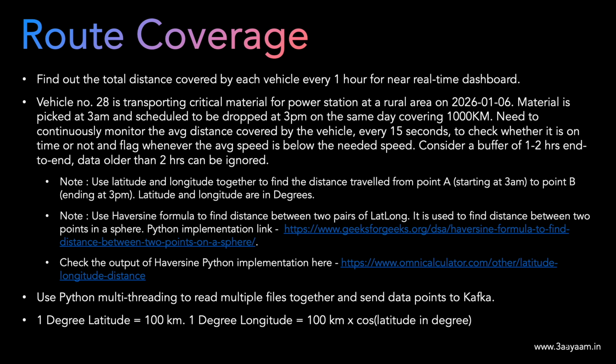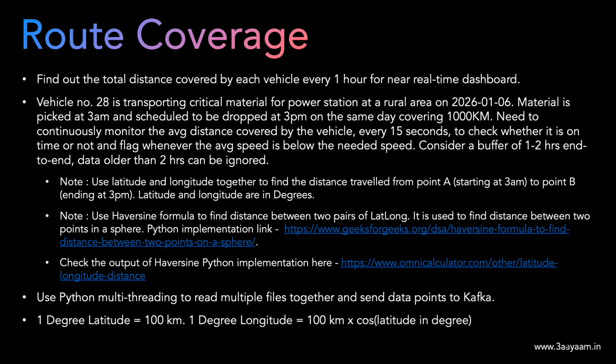What I mean by route coverage is that we have to find out how much distance a particular vehicle is traveling, whether the vehicle is on time or not, whether the speed is correct or not, etc. It has nothing to do with the deviation. We'll talk about deviation in the next use case, but here it is only route coverage. And as you can see, there are only two business statements that you have to implement.